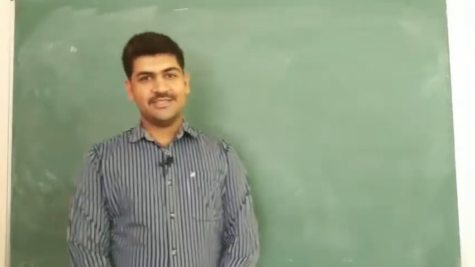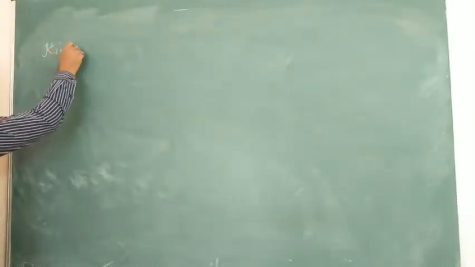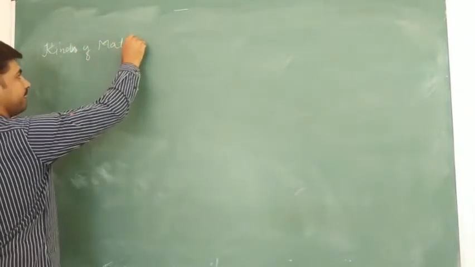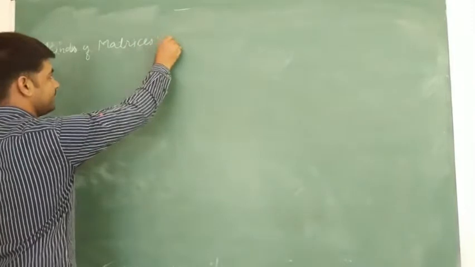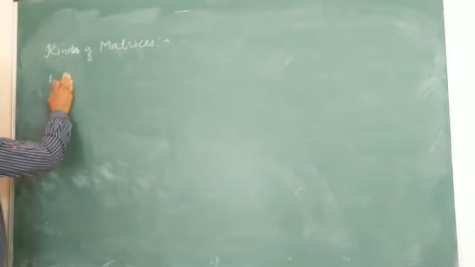Our next topic is kinds of matrices. So today we will study the different kinds of matrices. The first kind of matrix we are taking is a row matrix.